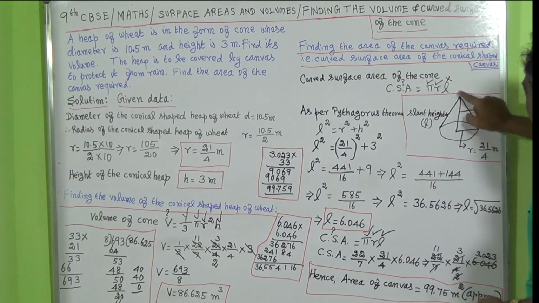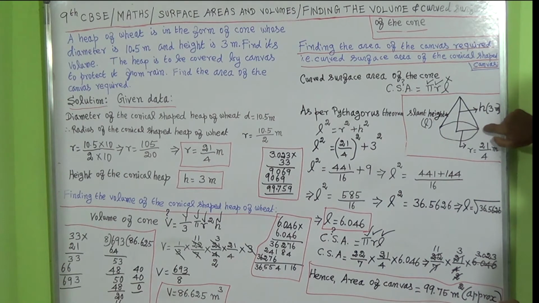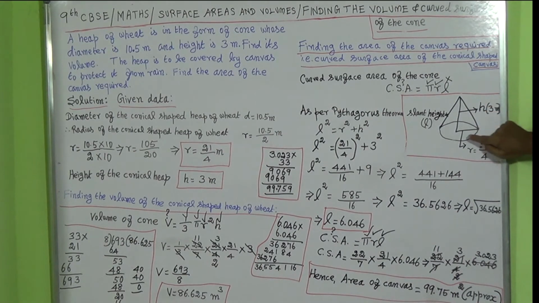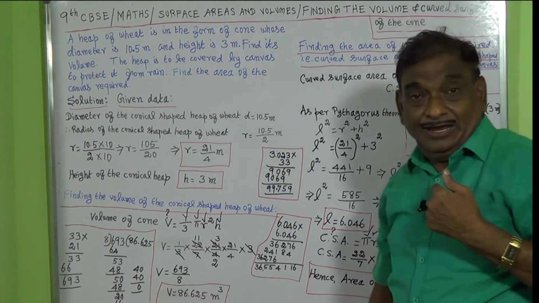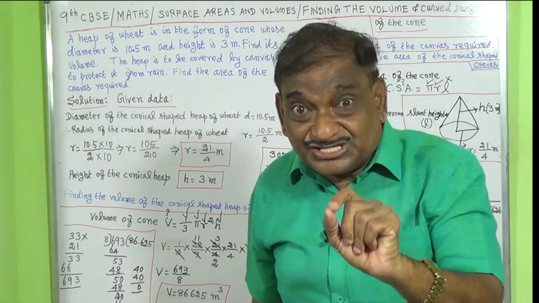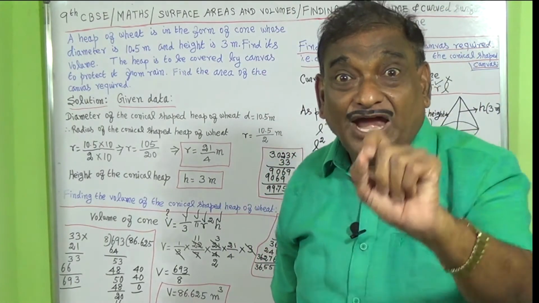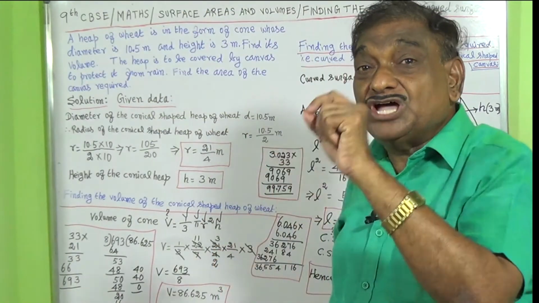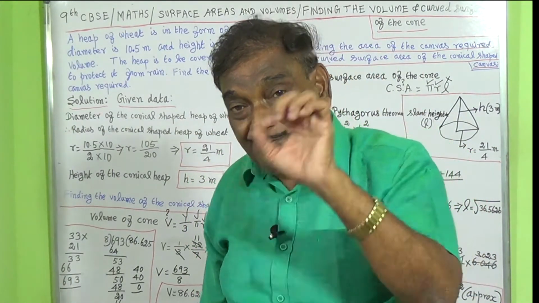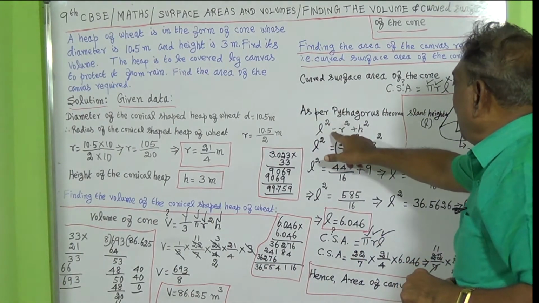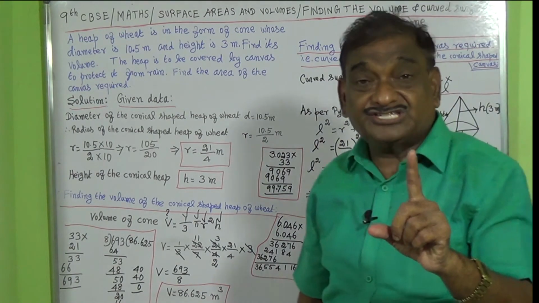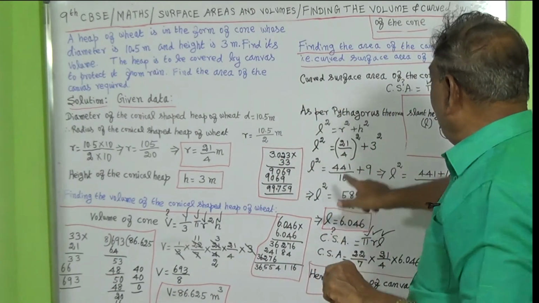In the cone, a right angle triangle is formed. In this right angle triangle, this is the vertical height, this is the slant height, this is the radius. We know that as per the Pythagoras theorem, if we know the adjacent side and the opposite side, we can find the value of hypotenuse. What is the formula to find the hypotenuse? As per the Pythagoras theorem, hypotenuse square equals adjacent side square plus opposite side square. Here the adjacent side is radius, the opposite side is vertical height.